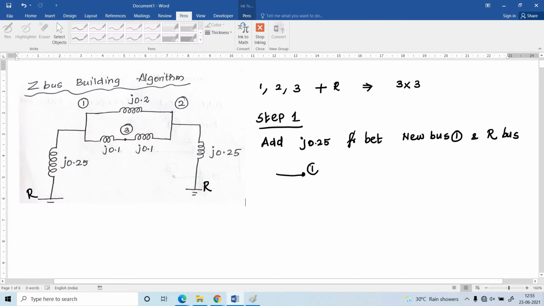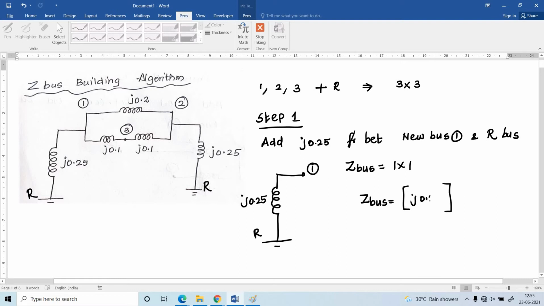Here this is the new bus 1. This is the reference bus, and the element is J0.25. Here the new branch is added, so the order of the ZBUS is 1 cross 1. Have to write the ZBUS now. The ZBUS consists of only one element, J0.25. Here put the bus number 1 and 1.